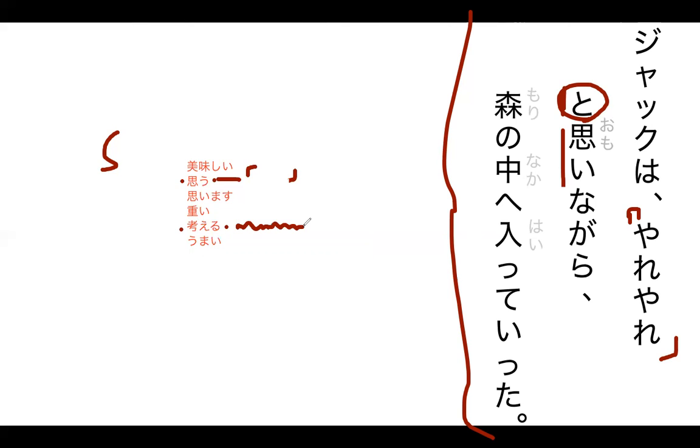Like, I wanted to think about the secrets of the world. You would probably use kangaeru. Well, if you're like, I was thinking 1 + 1 = 2, you'd use omo. So I hope that explanation makes a little difference. If it's confusing, you'll just see lots of examples in the future. So while thinking, yare yare, Jack, what did Jack do?